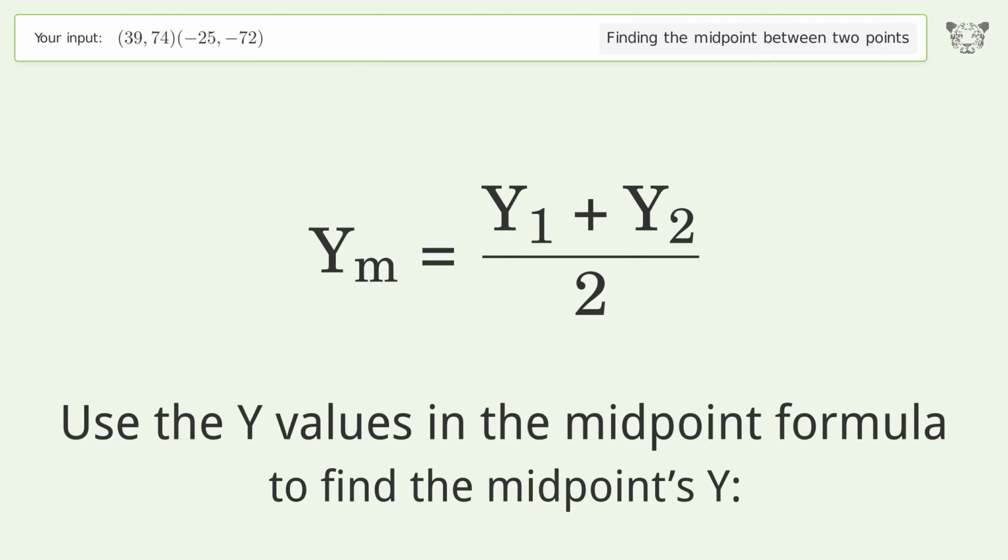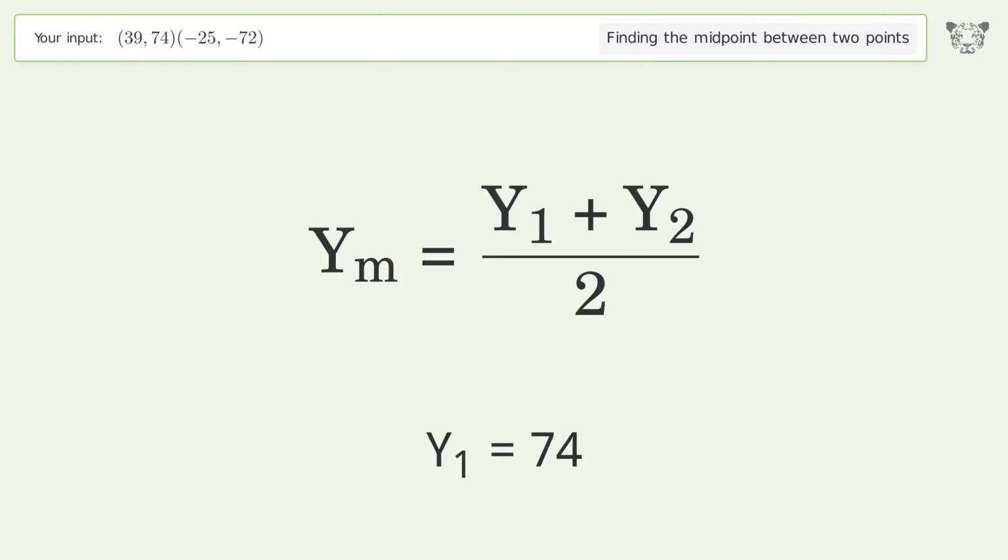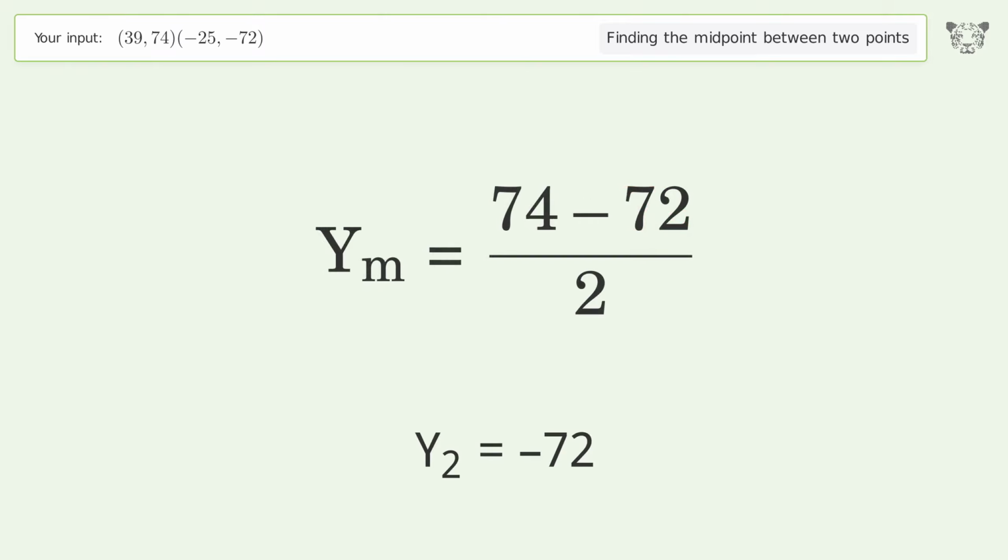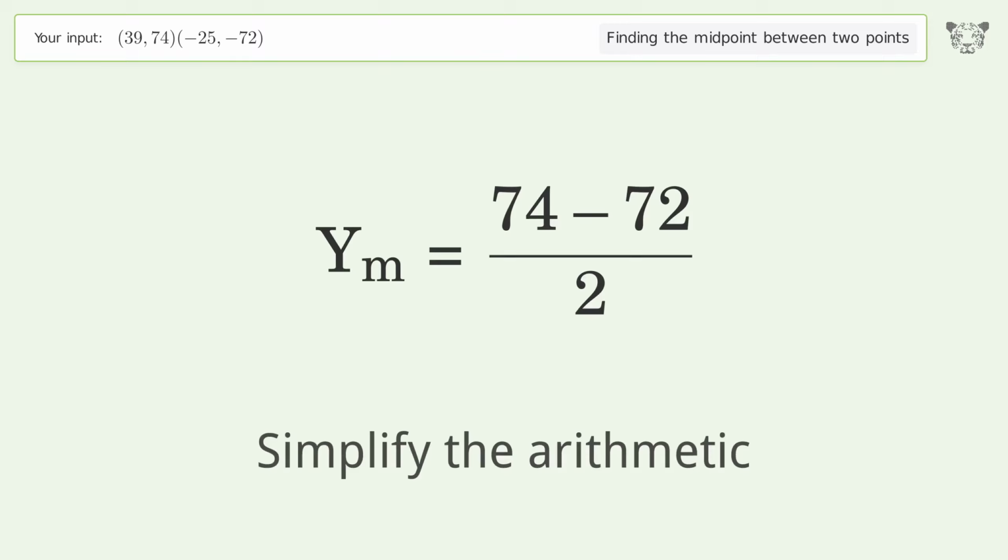Use the y values in the midpoint formula to find the midpoint's y. y1 equals 74. y2 equals negative 72. Simplify the arithmetic.